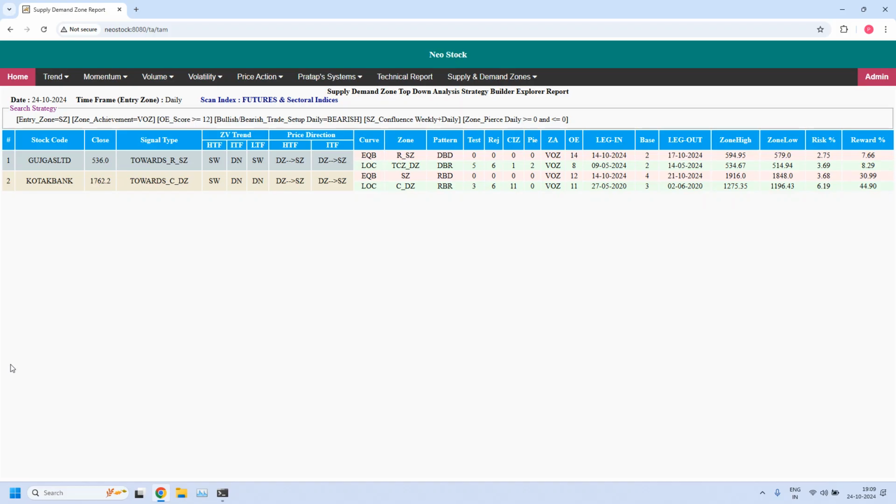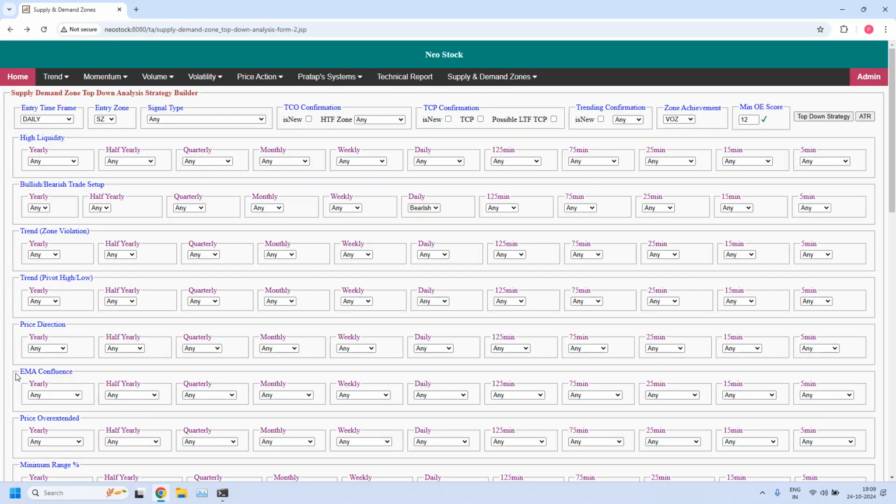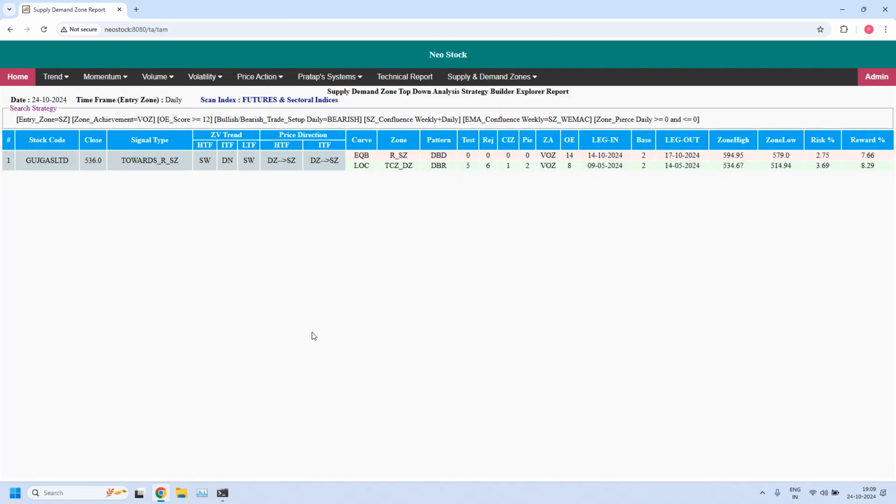That means the daily supply zone is part of the weekly supply zone. And if any of these 2 stocks are having weekly EMA confluence, they are even more high probability setup supported stocks. Let's verify. In the EMA confluence, weekly time frame, because the daily zone is part of weekly, if the weekly supply zone is having weekly EMA confluence, they are high probability. 1 stock is filtered. So it is a high probability setup supported stock. It is even more high probability. And moreover, the zone is also a high liquidity zone, the daily supply zone.